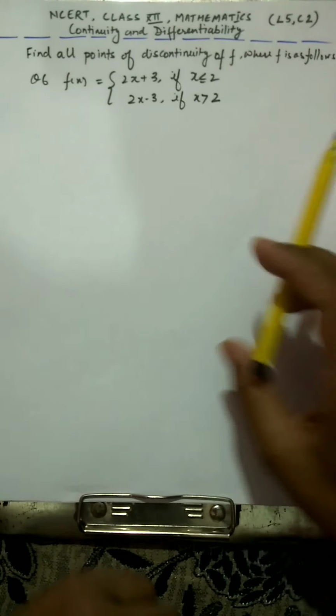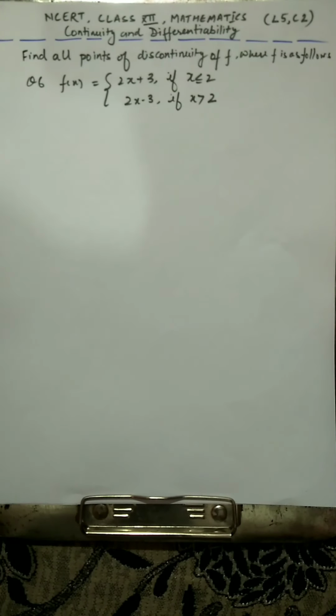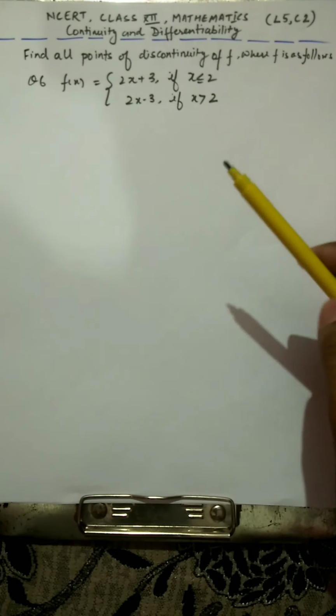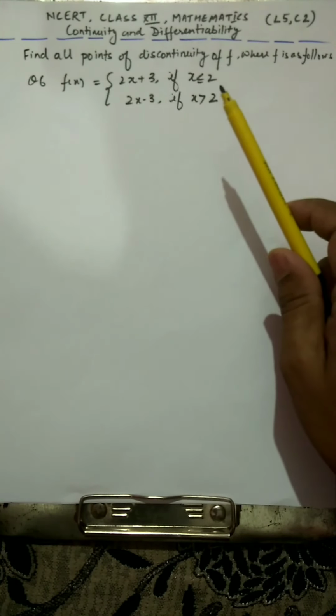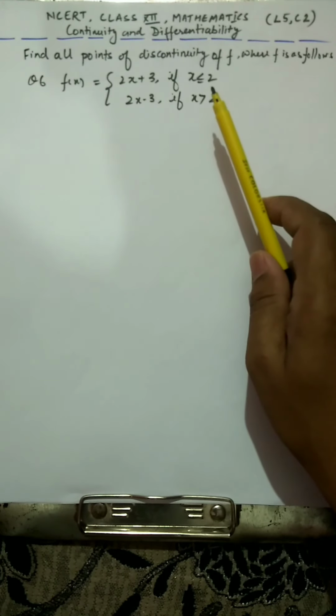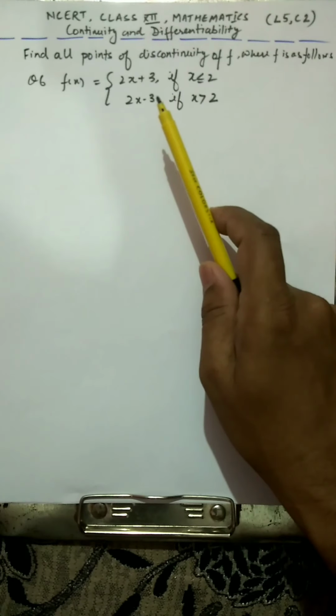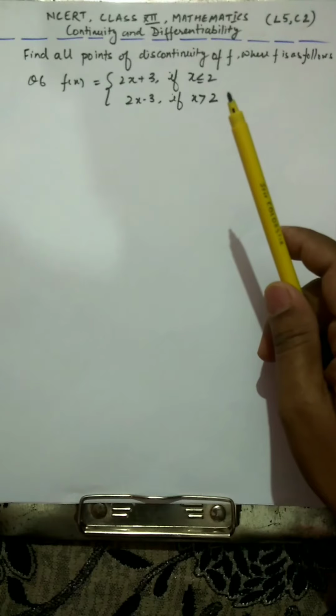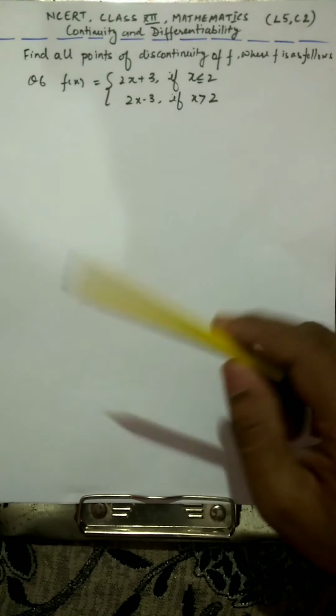Now we are going to discuss some more questions based on continuity of functions. Here you see the question is different. Why? Because it's given this way: if x is greater than 2, then f(x) is 2x minus 3, and if x is less than or equal to 2, then f(x) is 2x plus 3. We have to discuss all points of discontinuity of the function f as follows.